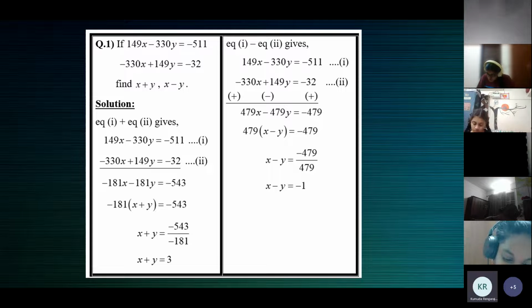Somebody's mic is enabled. Please disable your mic. So Meera is right. x plus y is equal to 3. x minus y is equal to -1. Please complete the answer.